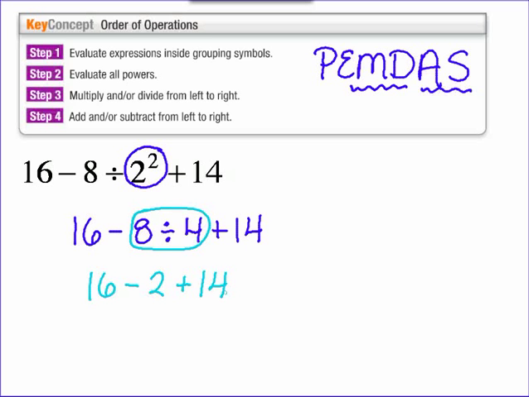Now I'm going to do addition and subtraction, working left to right. First thing I'm going to do is 16 minus 2, which is 14, and then add 14 to that, and I get 28. So your answer in that expression is 28.